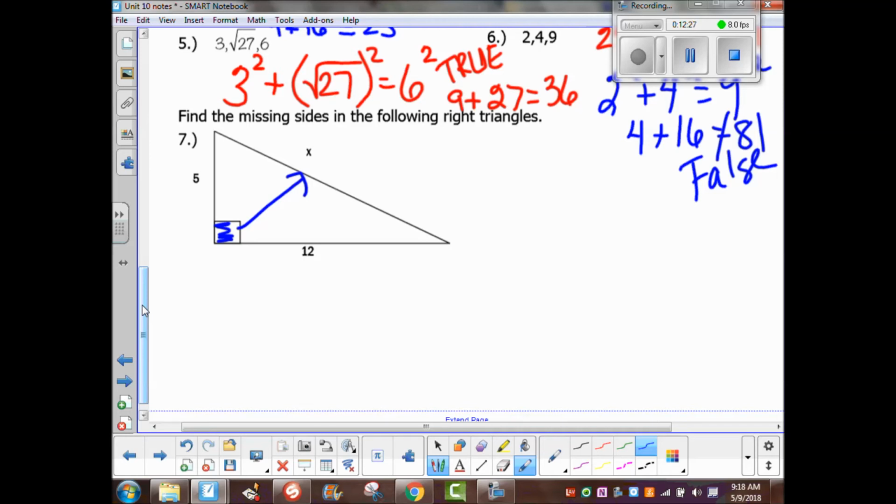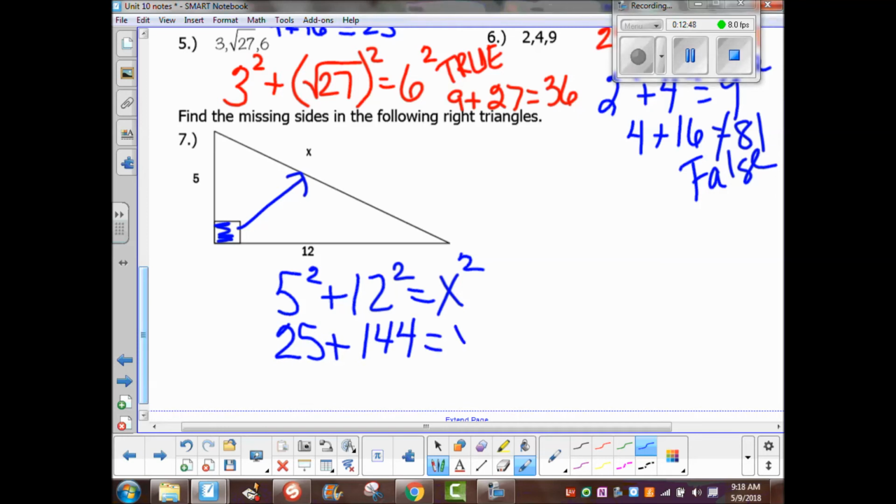So who can substitute these numbers into my Pythagorean theorem? 5 squared plus 12 squared equals x. X what? Squared. So now we're going to solve it. What's 5 squared? You know it is 25 plus 144 equals x squared.